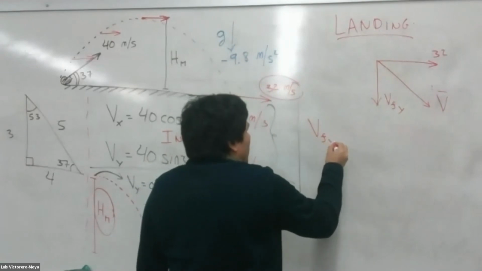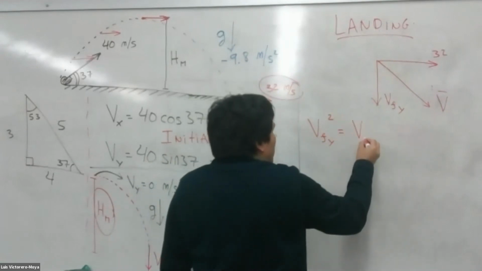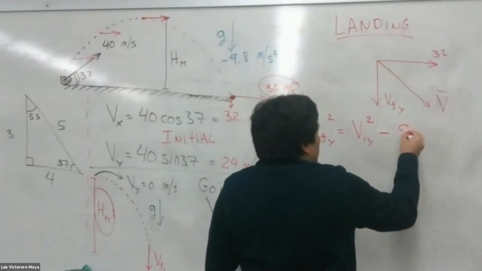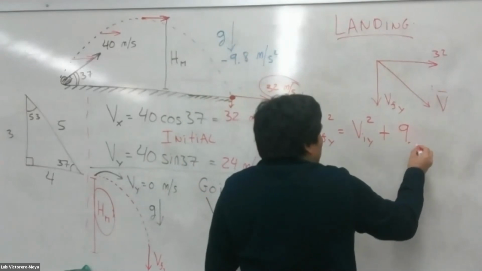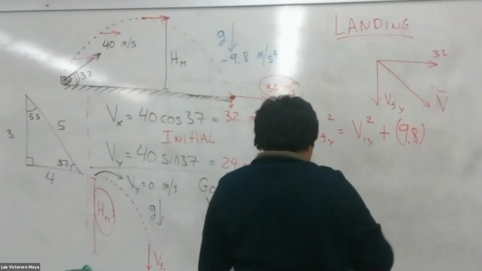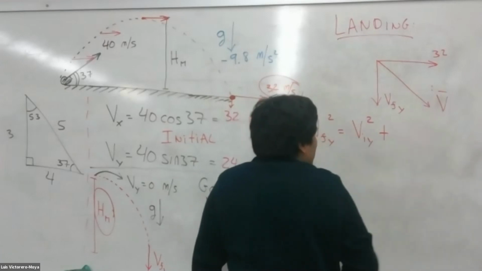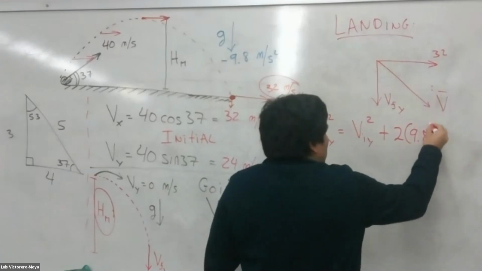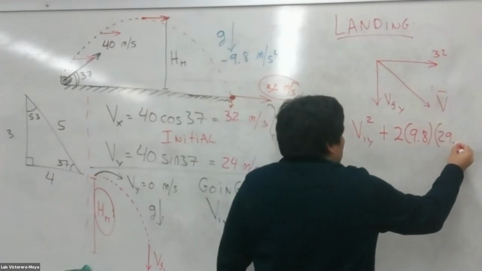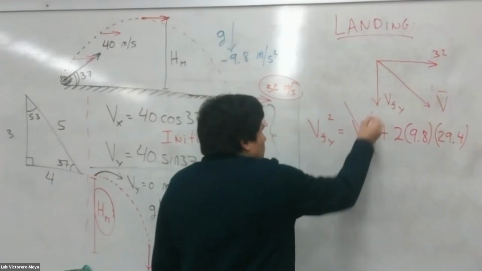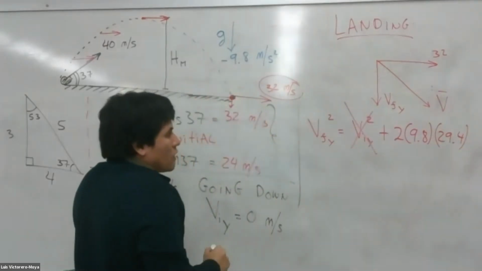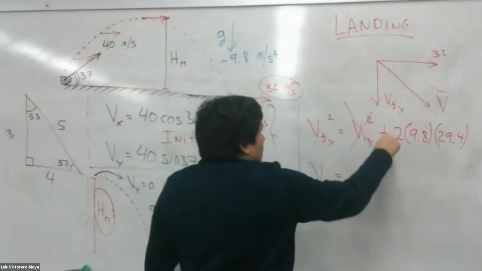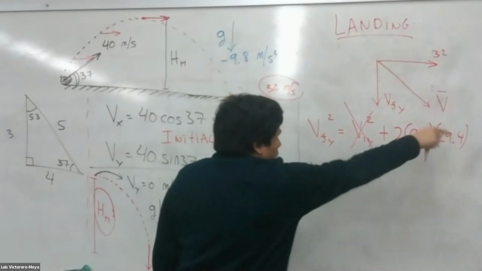V final on Y squared equals V initial on Y squared minus 9.8, so 9.8, 2, sorry, plus 2 times 9.8 times 29.4. This is 0. So the final on Y, this one here, is the square root of all that.